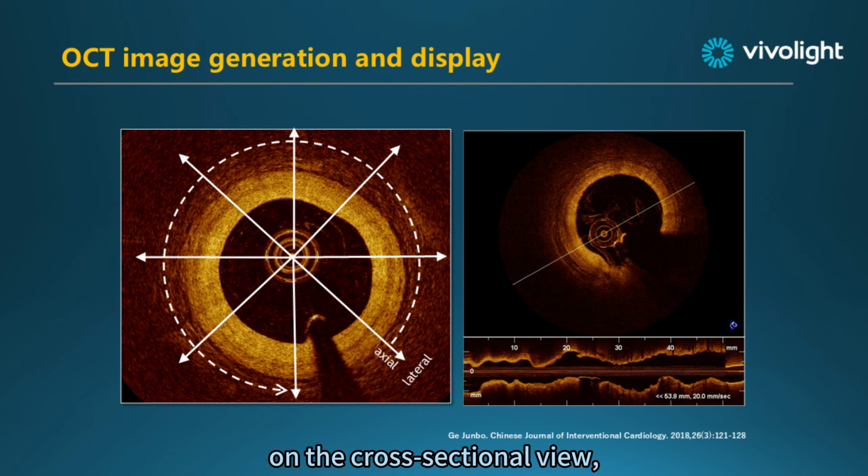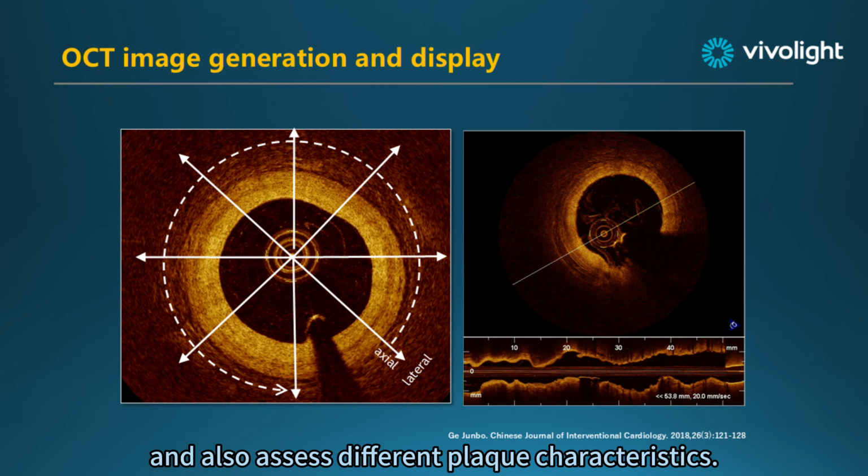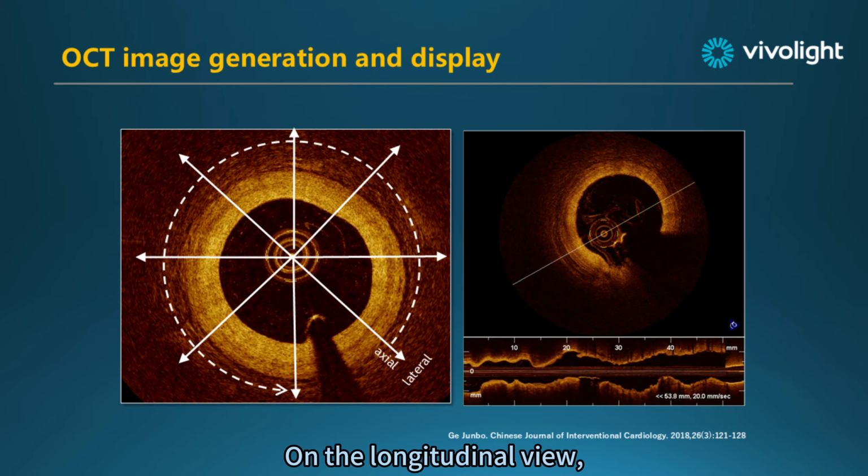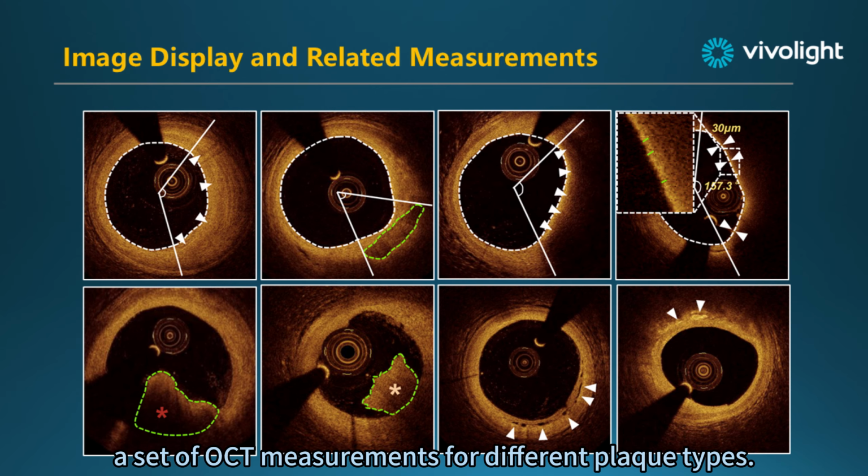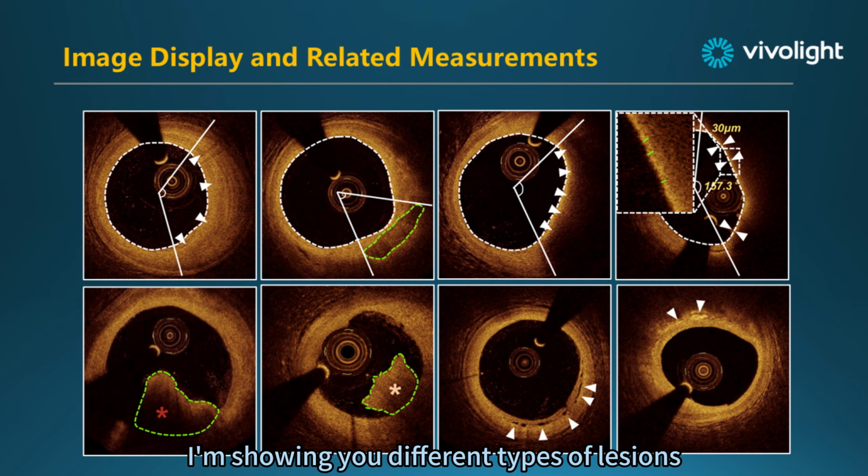Generally, on the cross-sectional view, we can measure the size of the lipid arc, its length, and also assess different plaque characteristics. On the longitudinal view, we can determine the exact landing zone for the stent and decide on stent length, size selection, and positioning, all of which can be effectively visualized with OCT. This is a set of OCT measurements for different plaque types. I'm showing you different types of lesions for measurement purposes.